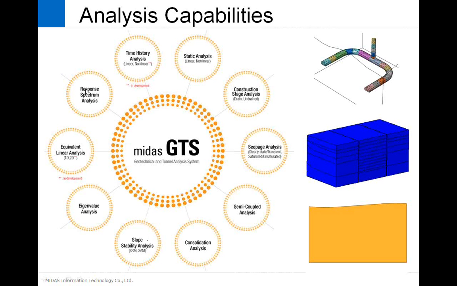Apart from this, we can also go for dynamic analysis, mainly eigenvalue analysis, and the equivalent linear analysis for 1D. For 2D, it's in development and will be released very soon. We can also go for response spectrum analysis and time history analysis, again for linear. The non-linear is again in development and will be released very soon.